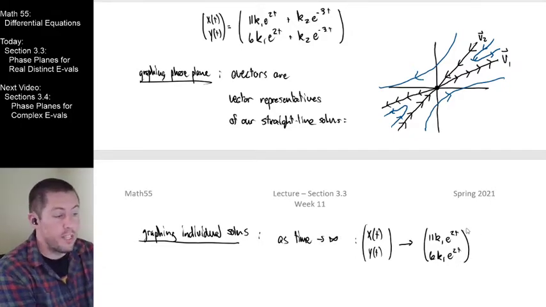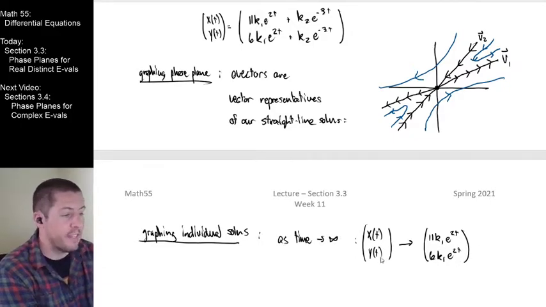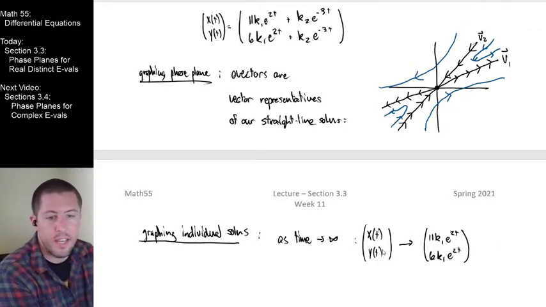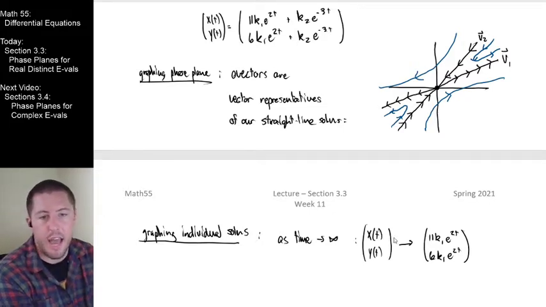And what you should notice here is that x and y are just going to be a constant multiple of one another. It looks like if you multiplied y by 11/6, you should be getting x right here.